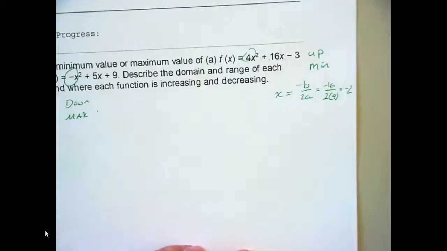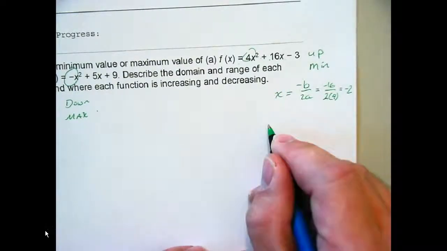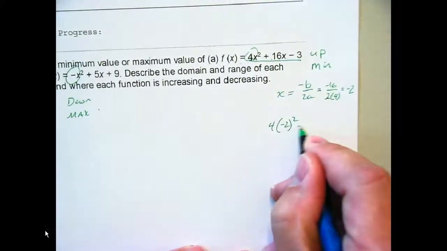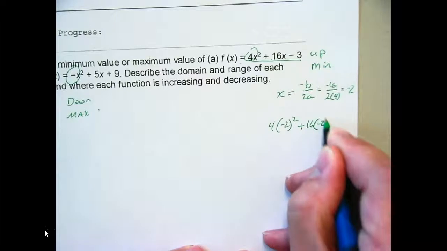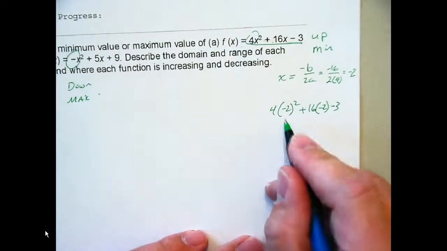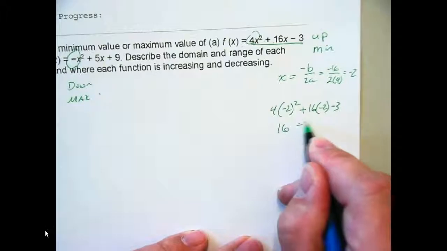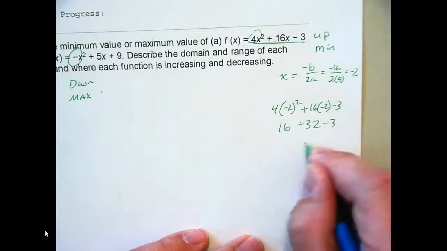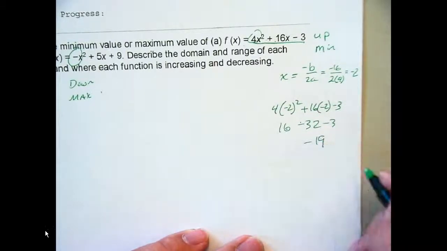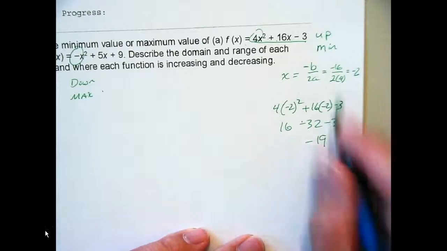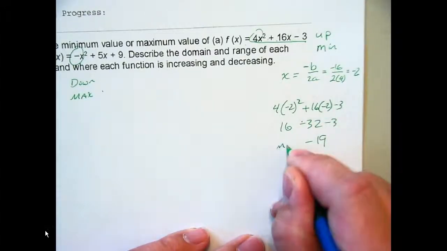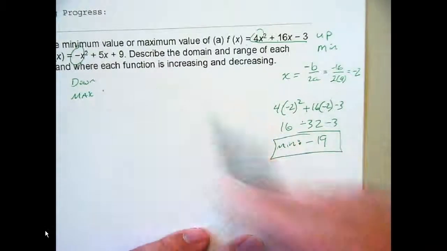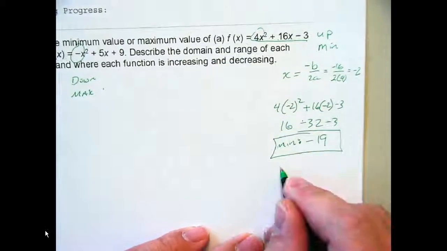Okay? And then we plug that back in, so 4 times negative 2 squared, so we're plugging into this equation, plus 16 times negative 2 minus 3. So 16 minus 32 minus 3, or negative 19. So our maximum, or excuse me, our minimum value is negative 19.